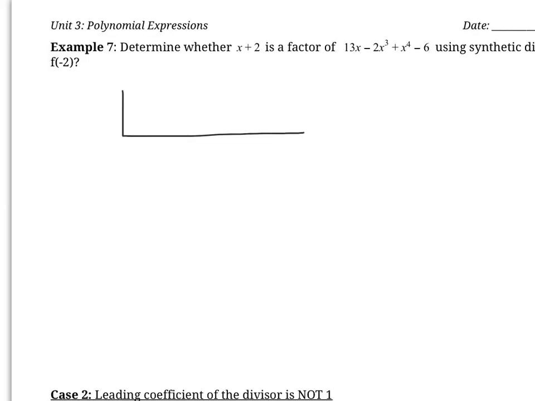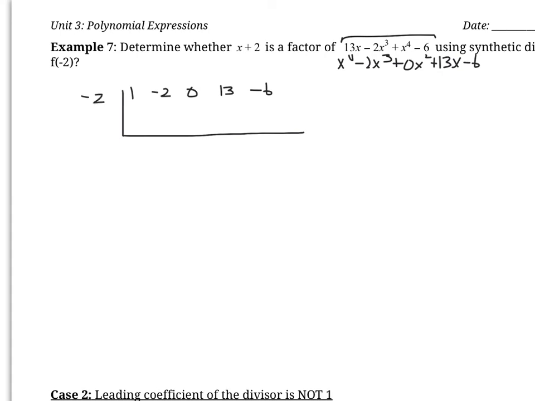Okay, so remember inside our L goes the coefficients of our dividend. And we have to rearrange this just like we did before. So we're going to go x to the 4 first and then minus 2x to the power of 3. There's no x squared term, so we're going to put plus 0x squared and then plus 13x and then minus 6. So let's go ahead and put those coefficients in there. So we've got 1, negative 2, 0, 13, and negative 6. And then the zero of our divisor is negative 2, so that's the number that's going to go there.